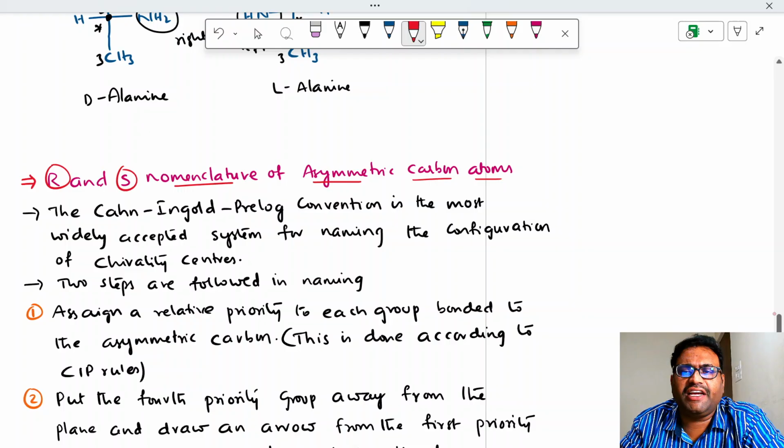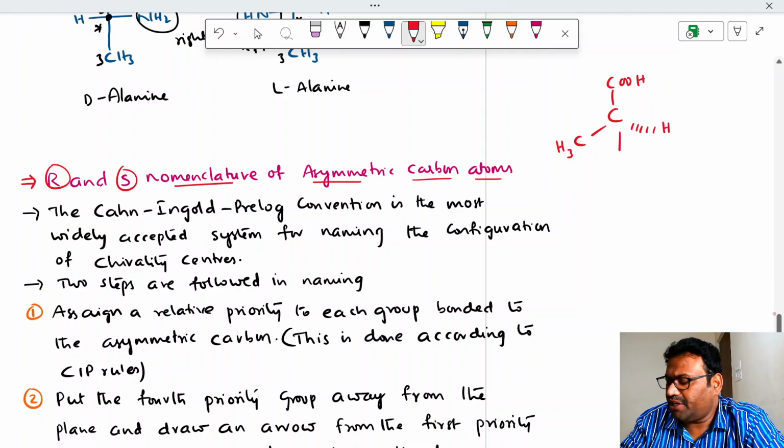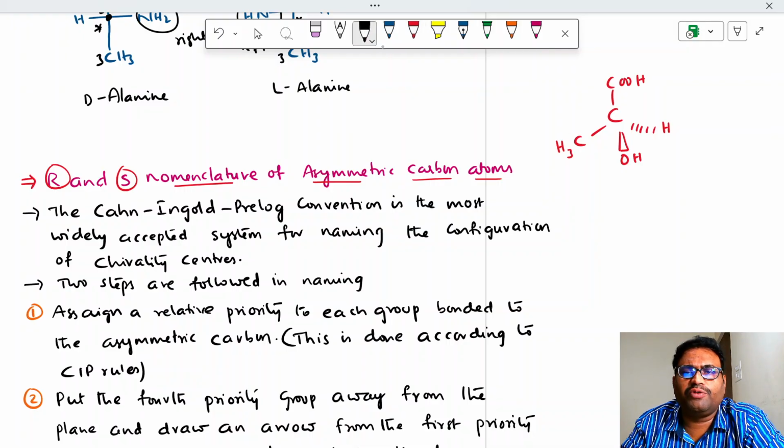For example, let me take a carbon here. It is attached to COOH, it is attached to CH3, it is attached to H, and it is attached to OH. Now what about this central carbon atom? This is attached to 4 different groups. So I can say that it is an asymmetric carbon atom. For this asymmetric carbon atom, we write R and S nomenclature.